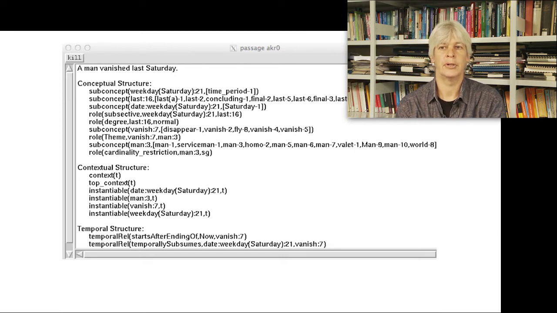Okay, so here's the AKR for a man vanished last Saturday. I'm not going to go through it in detail, but you can see that there are various concepts: weekday, Saturday, time period. You have a concept vanish, and this is the crucial bit. Vanish is related, this is WordNet information, to a reading disappear 1, reading vanish 2, fly, and several other vanishes. The disappear 1 will be crucial because that's used to relate to the disappear of the other sentence. Then you also have information about man, which could be a serviceman, a homo, a valet, and other kinds of man. And somehow in here, through the WordNet hierarchy, you also get to the fact that a man can be thought of as a person. So you have this kind of information here.